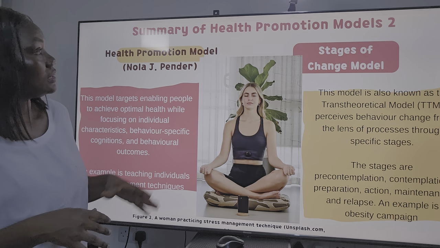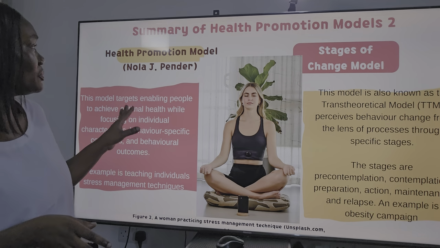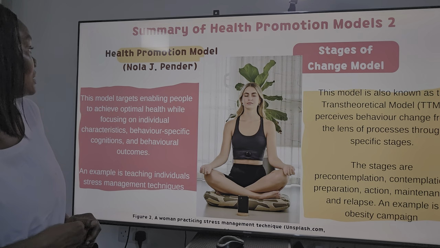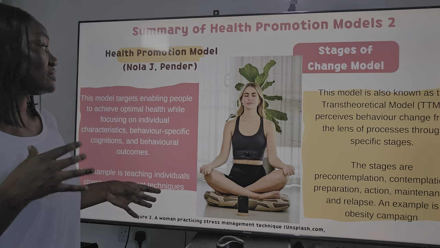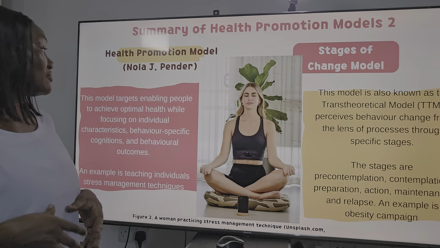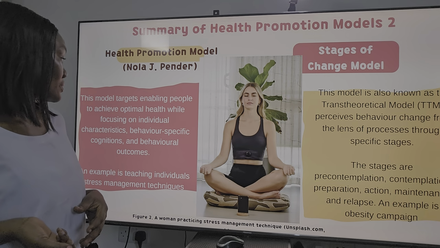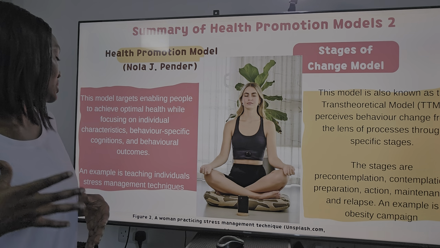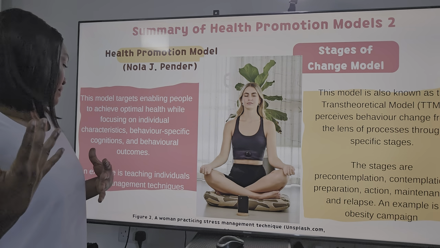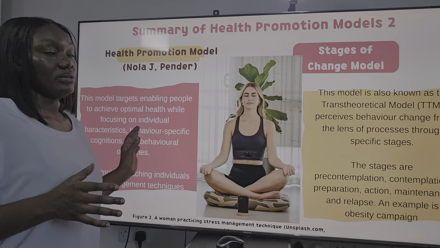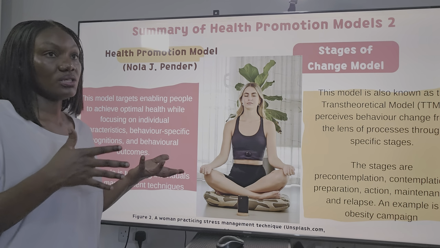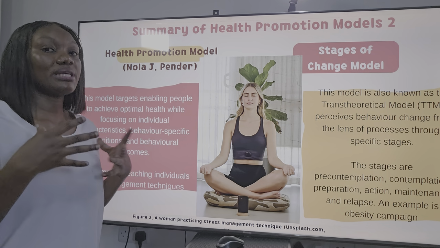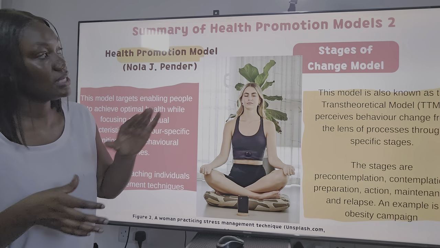So this is another model. This model is the health promotion model by Nola J. Pender, and this one targets enabling people to achieve optimal health while focusing on the individual's characteristics, behavior-specific cognitive and behavioral outcome. An example is teaching an individual stress management techniques. So from the HBM, the ecological, and this model, we can see they all have different ways they promote health. And the last one is the stage of change model.